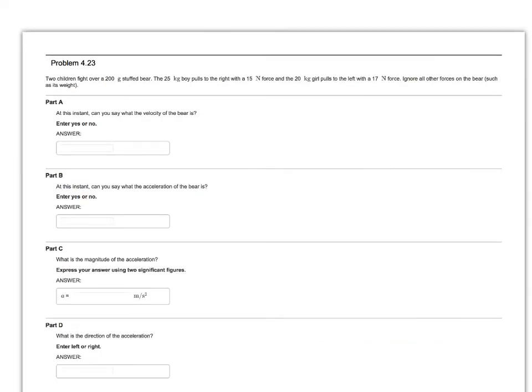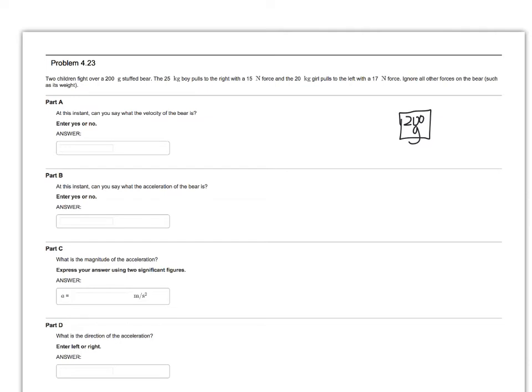Moving on to the next one here, we have a situation where two children are fighting over a 200-gram stuffed bear. One child is pulling to the right with a force of 15 newtons. The other is pulling to the left with a force of 17 newtons. I'm just going to real quick draw a free body diagram here.